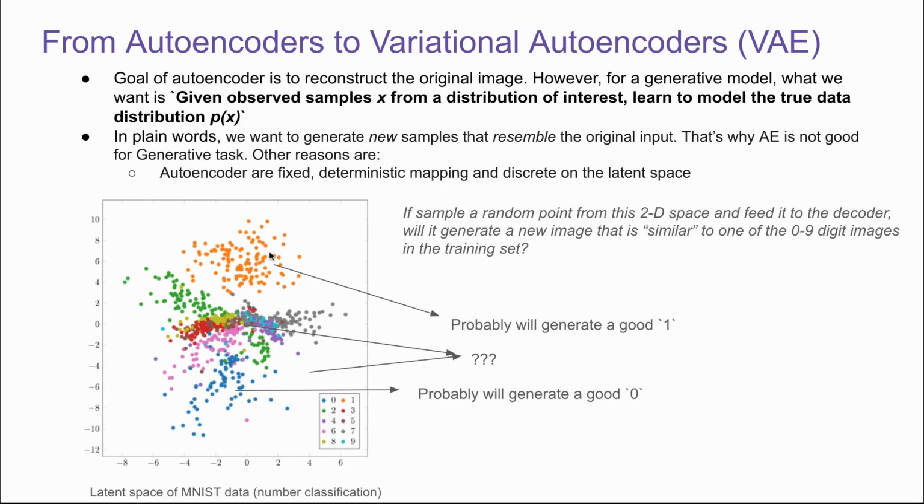If we sample a point here, it should generate a good 1. If we sample a point here, it should generate a good 0. If we sample a point in the middle, it's hard to tell. If we sample somewhere very far, it's also very hard to tell. So that's why autoencoder is not perfect for generative tasks. It brings us to variational autoencoders.